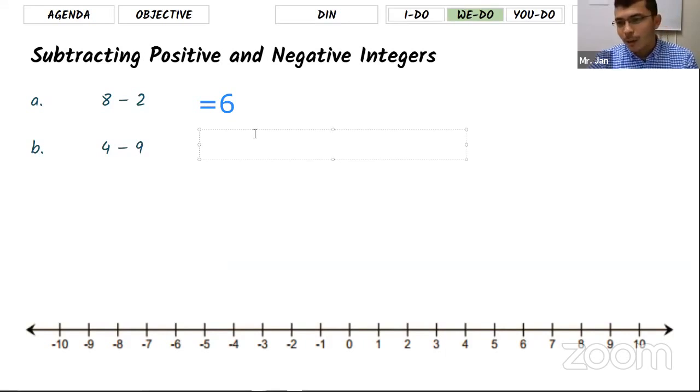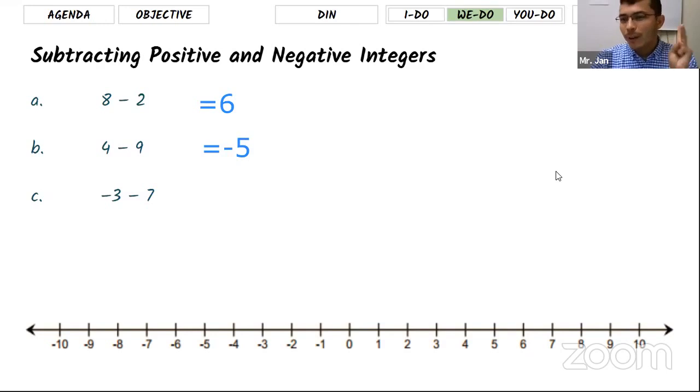What do you think? Okay, we have a couple of answers, and you're right. Yes, it is negative 5. I have a lot of answers with negative 5. Thank you. So you got the point now. It's negative 5. Okay, and next one, let's see. This time, your first number is negative and your second number is positive. So you're subtracting a positive number from a negative number. What do you think?